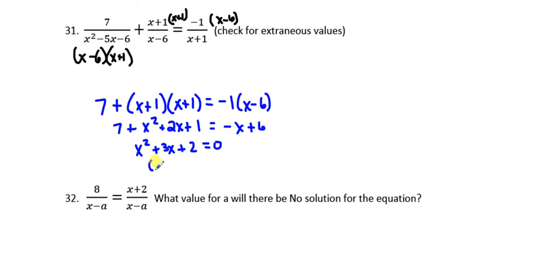Now this factors into x plus 1 times x plus 2. If you come out of this class and you can factor a quadratic like this, you're doing okay.